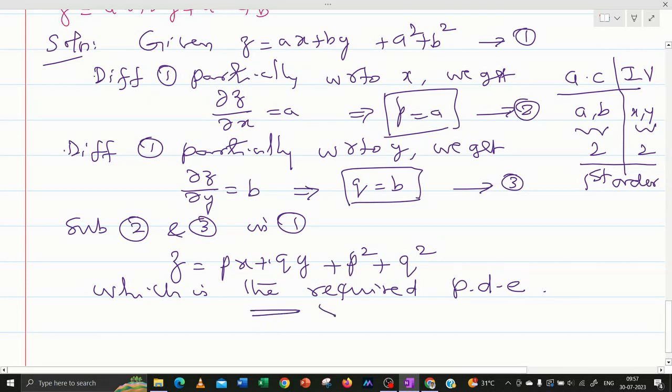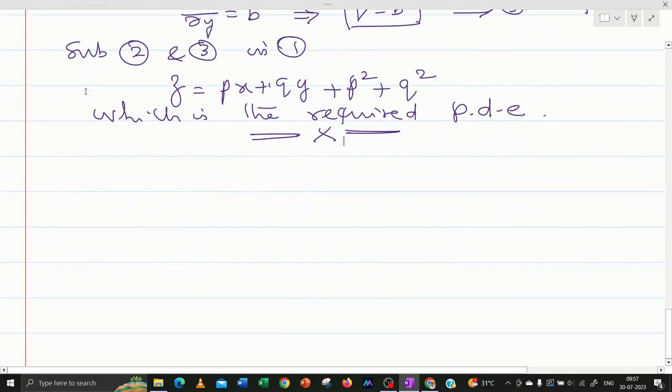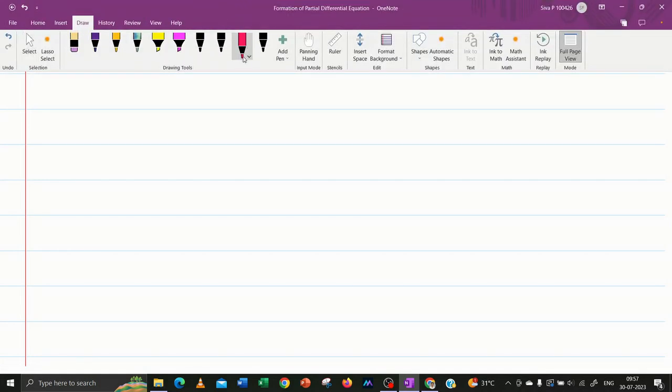This is the way to eliminate that arbitrary constant from the given equation. And if you are eliminating the arbitrary constant, then the partial differential equation will form. Then we will discuss one more problem here. Problem number 3.